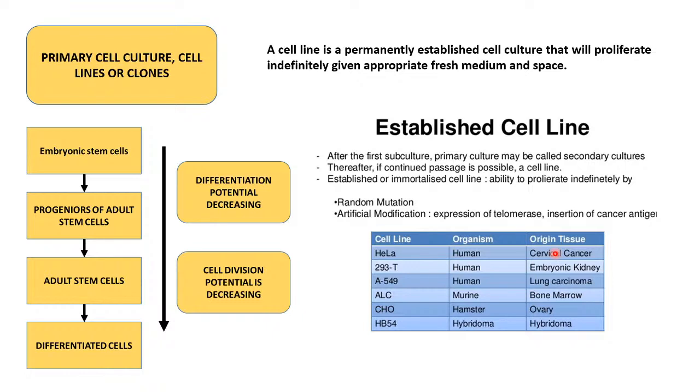HeLa, cervical cancer; 293T, cancerous; A549, lung carcinoma; ALC, again having cancerous property; CHO cell line, cancerous property; hybridoma mixed with myeloma. So it is very simple to say, very convenient to say, that when we are growing the cell lines for an infinite time period, actually we are growing some cells which have some cancerous properties.